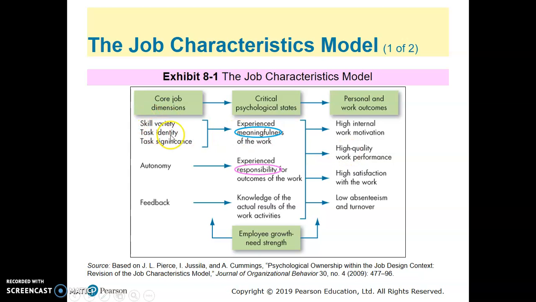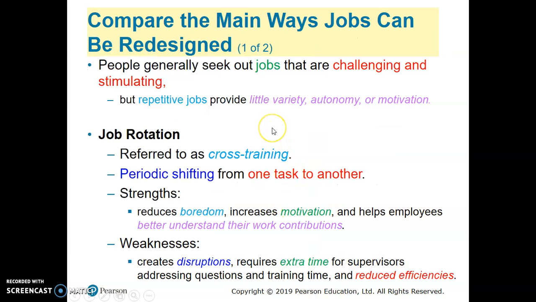So you can see here, for the first 3, the keyword is meaningfulness, for autonomy it is responsibility, and for feedback it is being given feedback on the actual result. Next, sometimes it's not just the task itself that is important to motivate employees to put in more effort, but the job itself needs to be challenging and stimulating. So this also can improve employees' motivation.